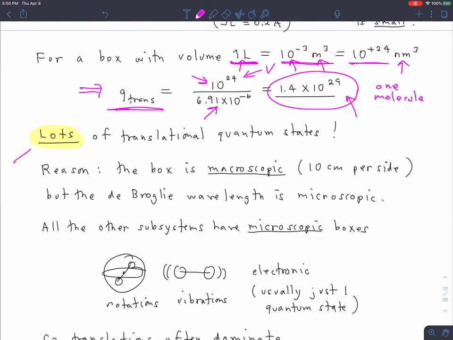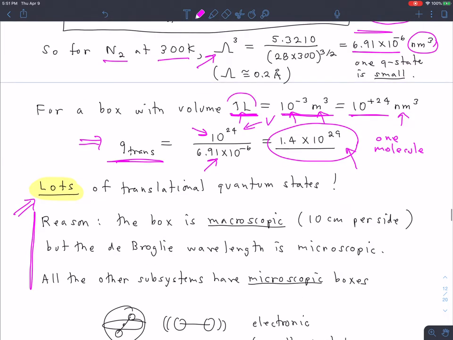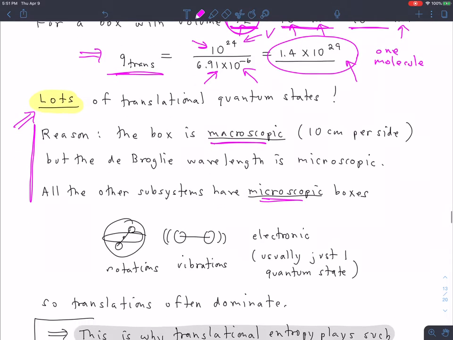All right, so bottom line, there are lots of translational quantum states. The reason there are so many translational quantum states, you can see it in the calculation up here. It's because the volume available, the box these molecules are in, is macroscopic in size. And the volume per quantum state, the de Broglie volume, is very microscopic in size. And so you're going to get a lot of quantum states. You're dividing a macroscopic value by a microscopic value.